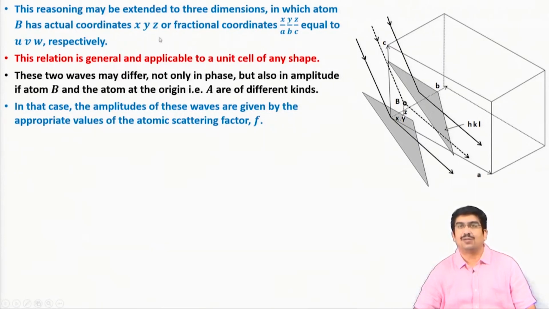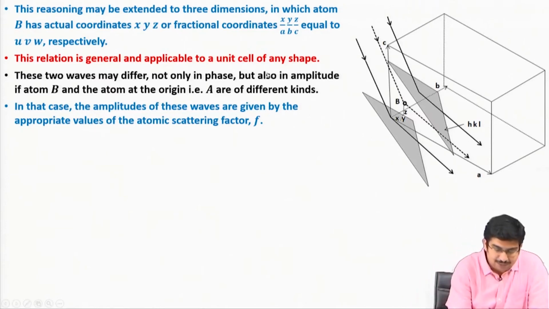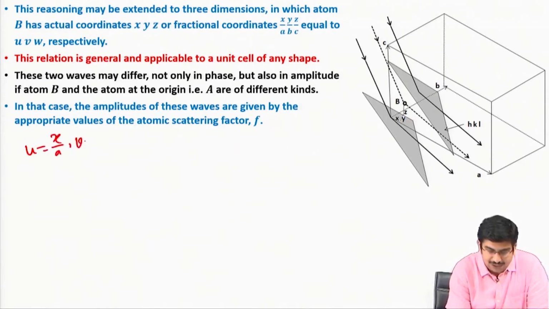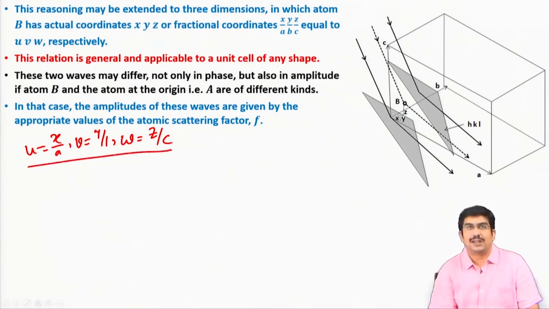In this plane, which has coordinates x, y, z, if we imagine that the lattice parameters for this unit cell are a, b, c, then the coordinates for this arbitrarily defined plane are x a, y b, z c. Otherwise we can write, very straightforwardly, u equals x by a, v is given by y by b, and w equals z by c.